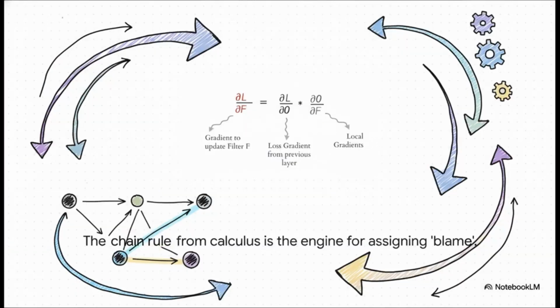Now, this whole blame game isn't some kind of magic trick. It's just really clever math. The whole thing is powered by a cornerstone of calculus called the chain rule. You can think of the chain rule as what lets the network figure out the ripple effect of every single connection. It answers the question, if I change this little knob just a smidge, how much will that affect the final answer? It's the engine that passes the blame backward, layer by layer.